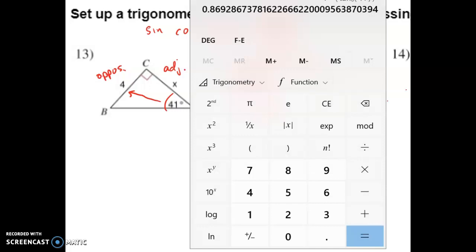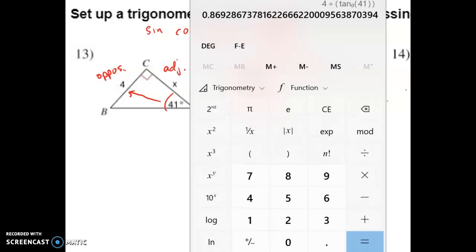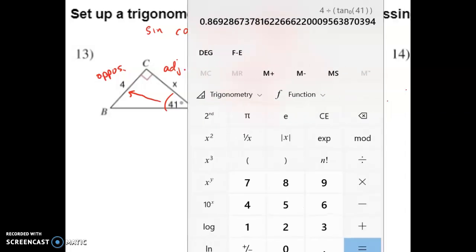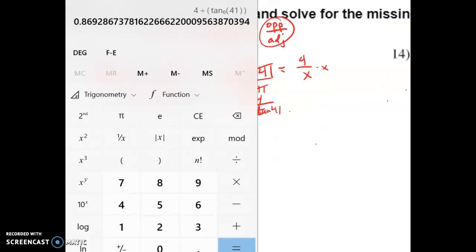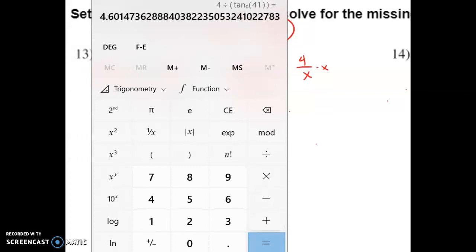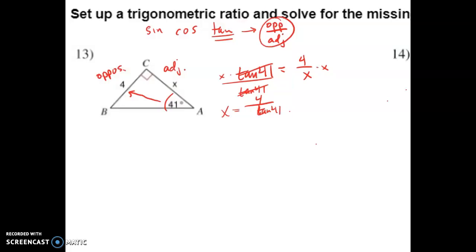And then I multiply it by 4. Or I'm sorry, I divide 4 by that. So 4 divided by the tangent of 41, just like we have here in the problem. Hit equals, and there is my answer, 4.6. So back to my problem. X is approximately 4.6 for this particular triangle.